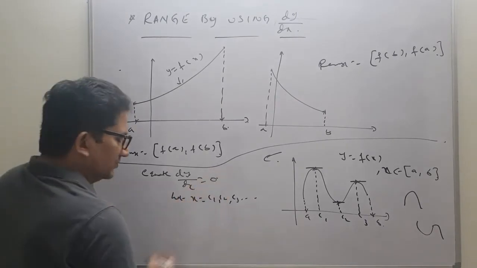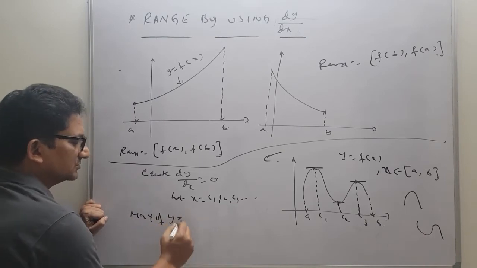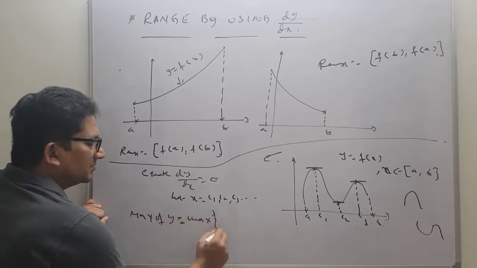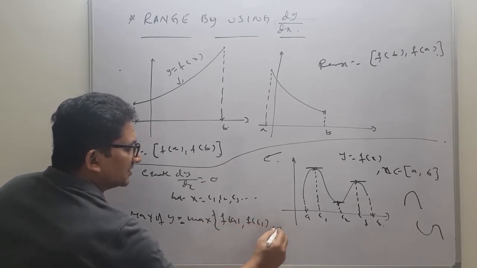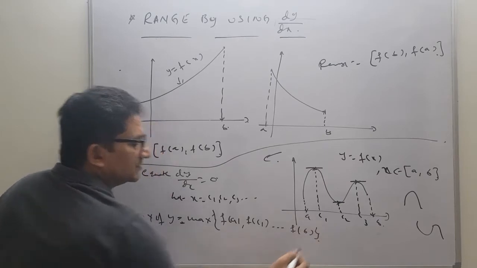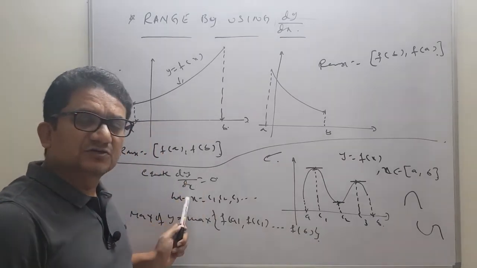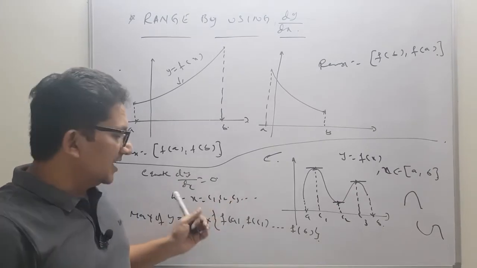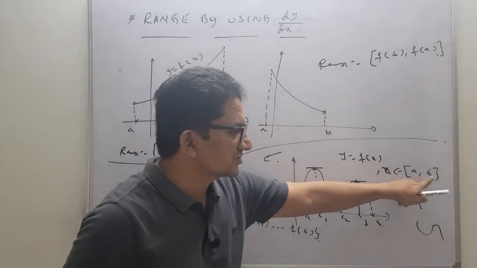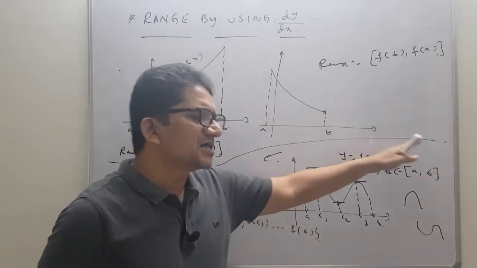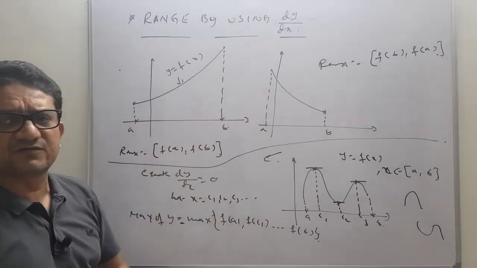Now what we will do: maximum of y is equal to the maximum of all these values, f of a, f of c1 and so on up to f of b. That means by equating the first derivative to 0, we will get critical points, and we will substitute the critical points in the given function along with this closed interval. Among all these, whichever is maximum will be considered as the maximum value of the function.